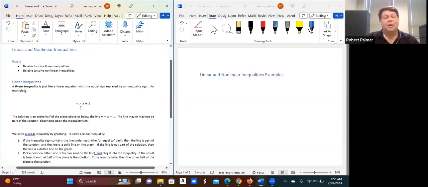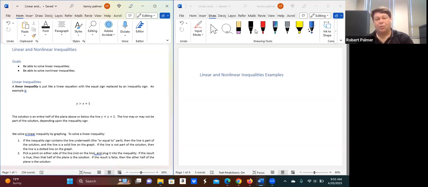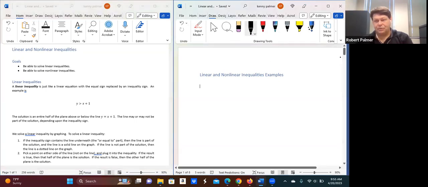the four inequality signs. As we'll see, the solution is the entire half of the plane, basically above or below this line. And then the line itself may or may not be part of the solution, depending on what the inequality sign says. So let's take a look specifically at that one over here on the right. Let me explain what it means to be a solution. Remember, a solution is anything we can plug in and make this a true statement.